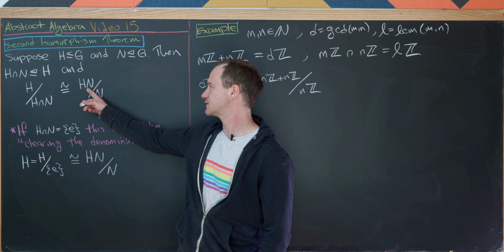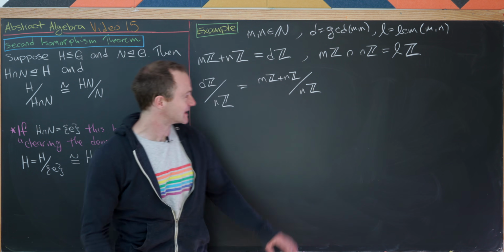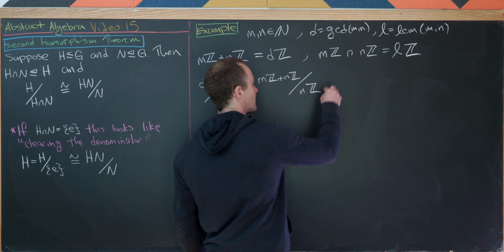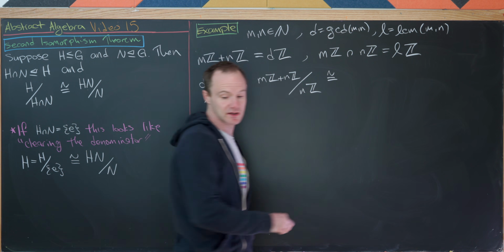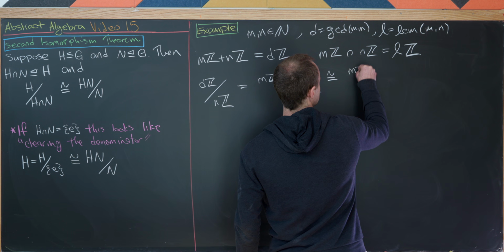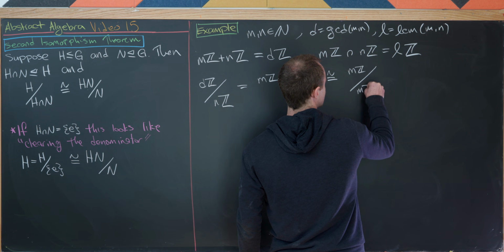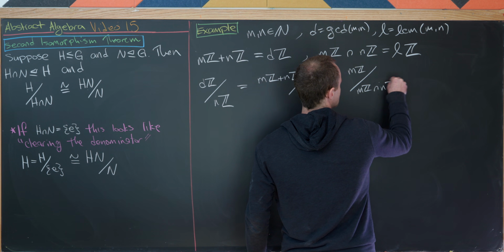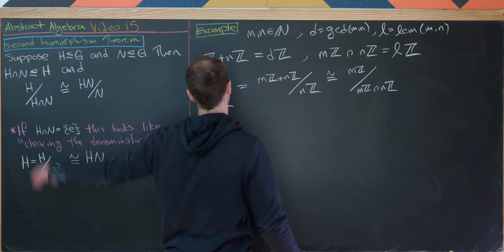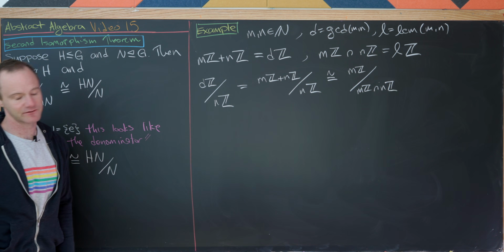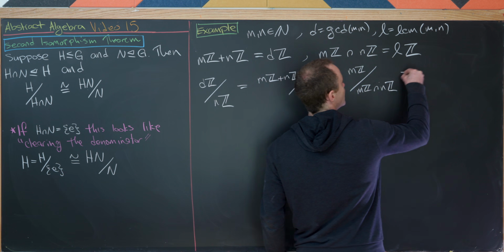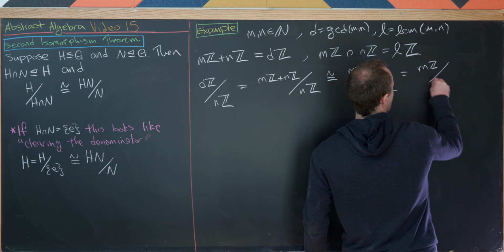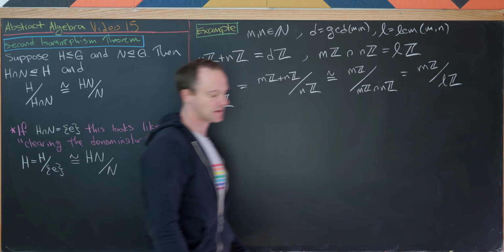So if we replace this with h plus n, we notice we have exactly this setup right here. So this is going to be isomorphic to, let's see, mz over the intersection of these two. So again, that's just applying this exactly, keeping in mind that we have additive notation instead of multiplicative notation. But then this is mz mod lz, like that.